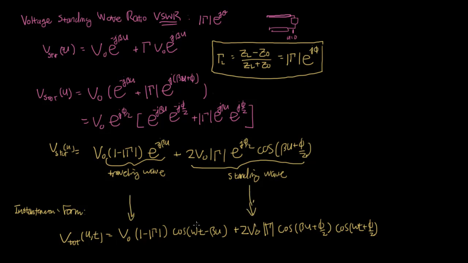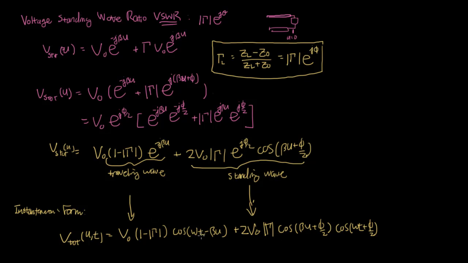And here we can see it's a standing wave because if you choose a location of u such that this term is equal to 0, it's going to be 0 for all time, right? There is nothing that this omega t term can do to make this not 0. And so that means that you're going to have nulls, and that's why this represents a standing wave.